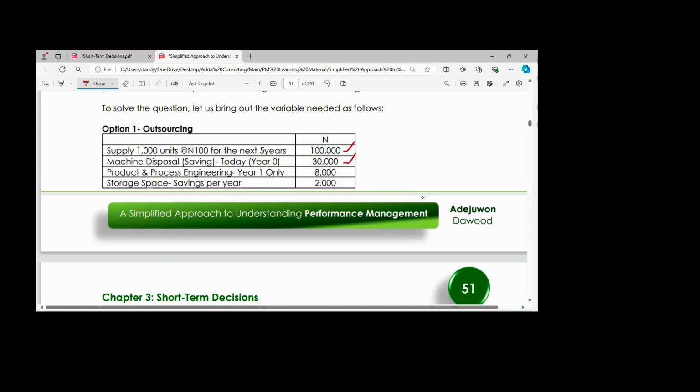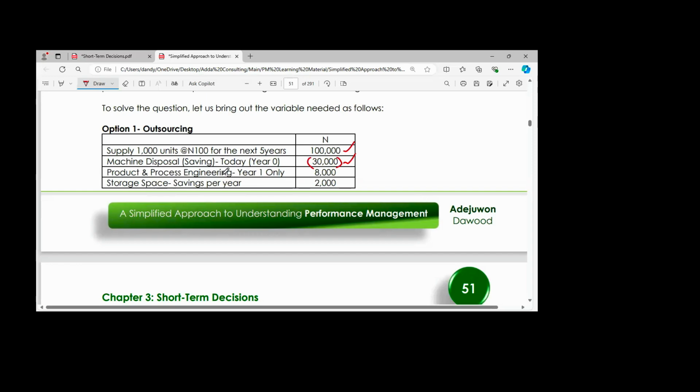However, this 30,000 is a saving. Therefore, it has to be in brackets. Remember, you are calculating cost. Therefore, since the machine disposal is a saving, it's a cash inflow. So you put it in brackets in order to reduce your total cost.